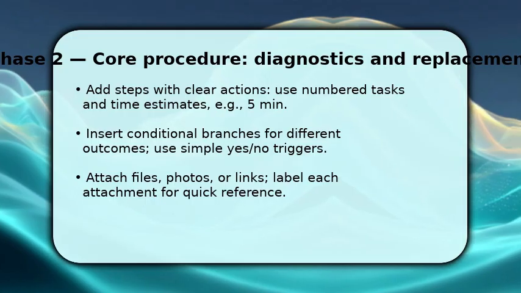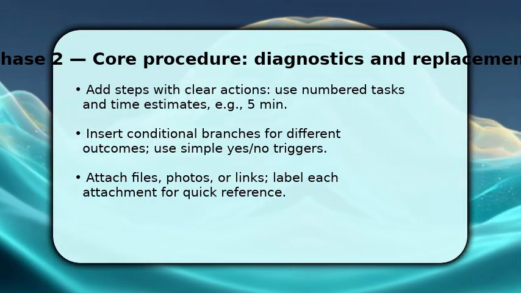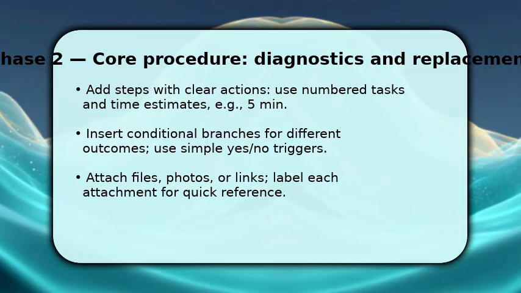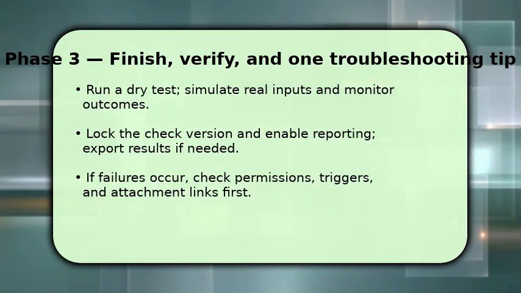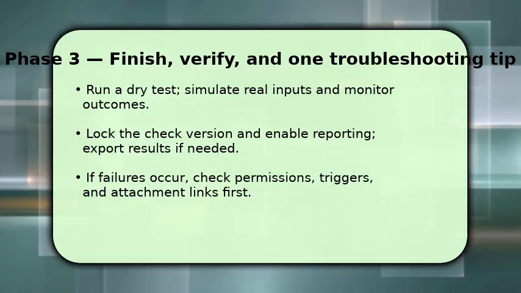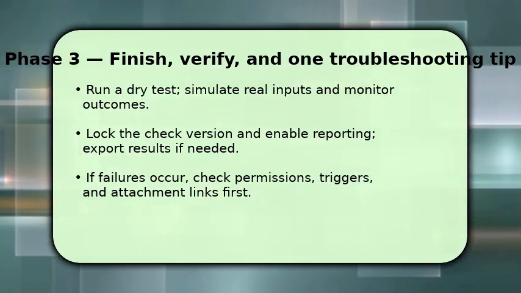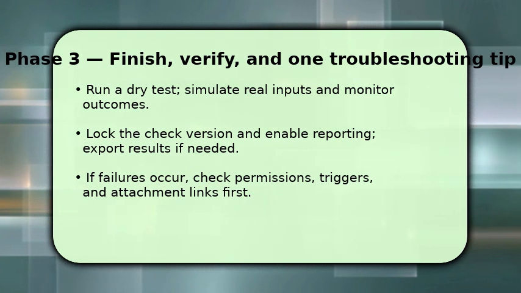Make sure to enable reminders and assign owners. You're at the finish line. Run a dry test as the actual user to validate every branch and attachment. After a successful test, lock the check version and enable reporting so results are tracked. Export a report if stakeholders need it.